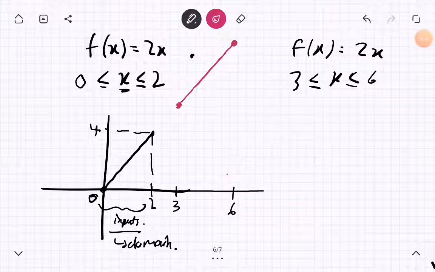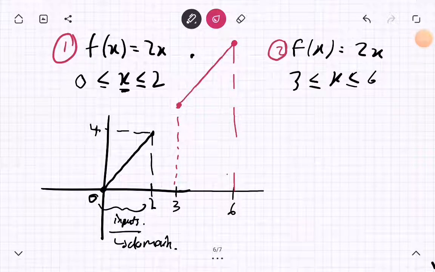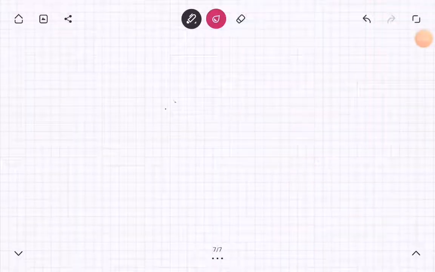Okay, and this will be the point for 6. So then you can see that this point links directly to 6. Okay, so this point links directly to 3. And so if this is function 1 and this is function 2, it's not the same function, right? You see, because you have different inputs. For function 2, these are the inputs. This is the domain. Okay? So then let's talk about the range.